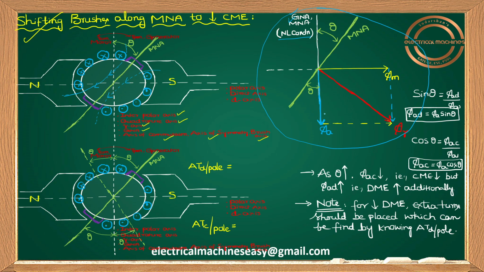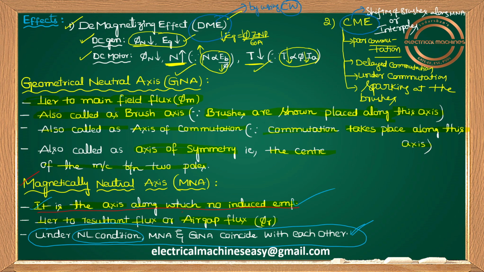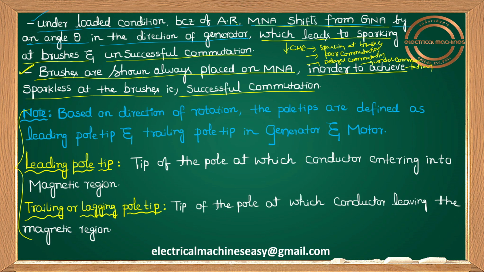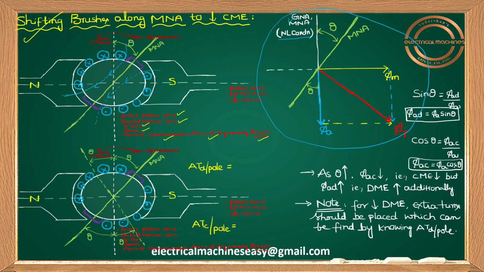If you take this figure, try to observe the direction of armature flux. Indirectly, the armature flux is downwards, right? So please try to see the direction of armature flux downwards. This downward arrow mark is what I am showing here. Before shifting of brushes, under no load, GN and MN are coincident with each other under no load condition.